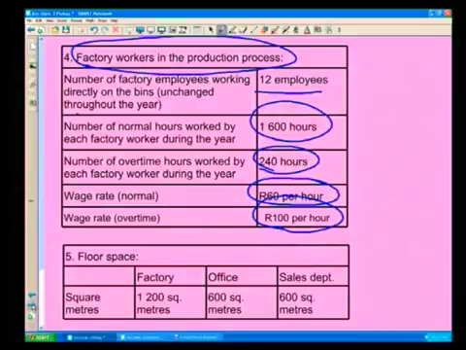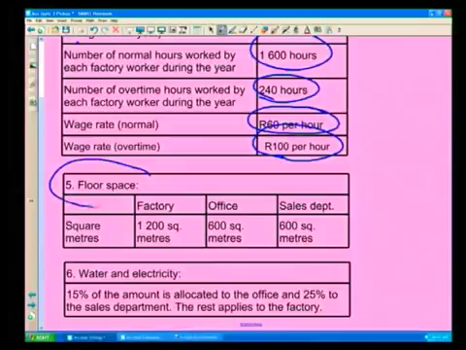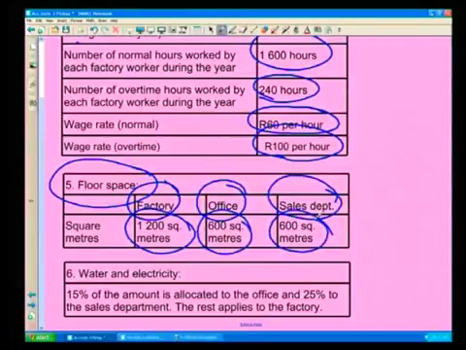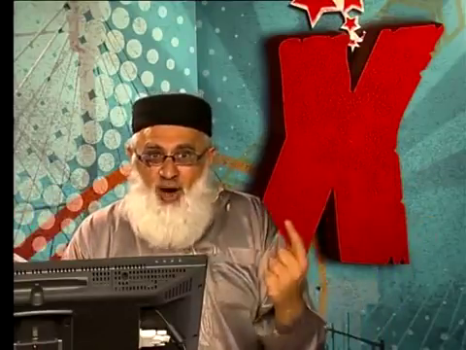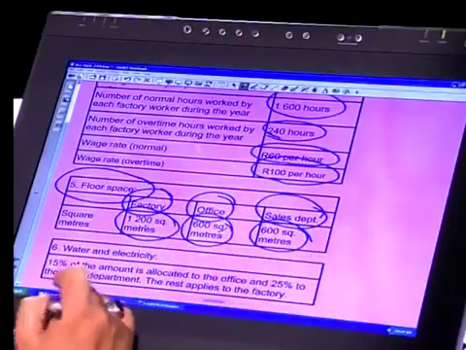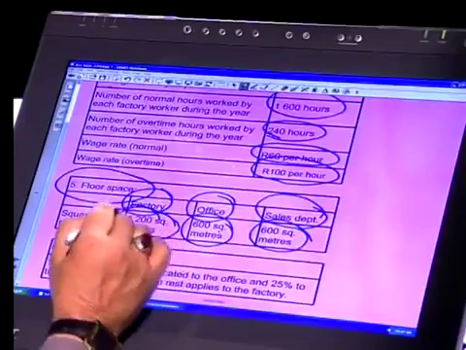Rent expense. Here goes. Rent to be allocated in proportion to the floor space. See information 5 below. So let's go to information 5. What are we told? There's the floor space. We are told that the factory uses 1,200 square meters, the office uses 600 square meters, and the sales department uses 600 square meters. In terms of this, the entire building has been split up into what?